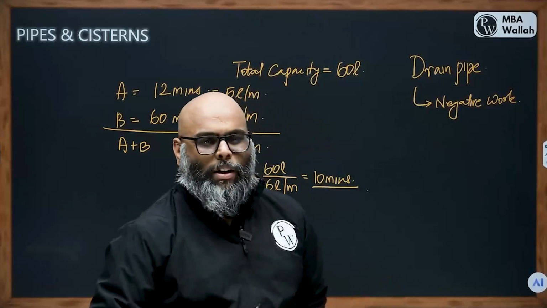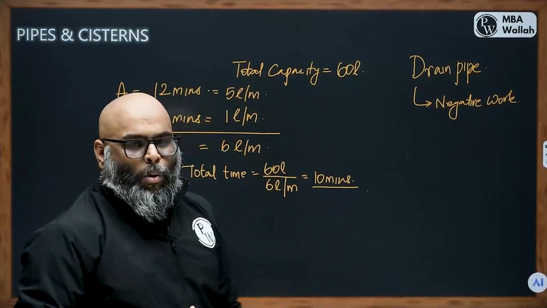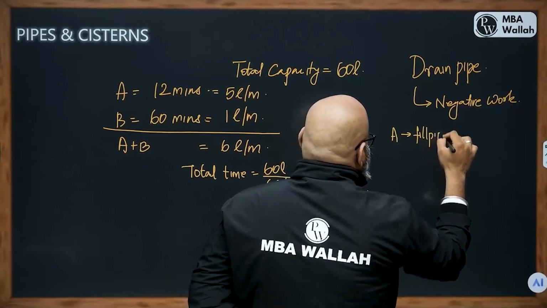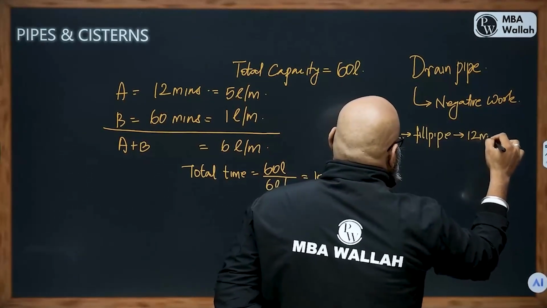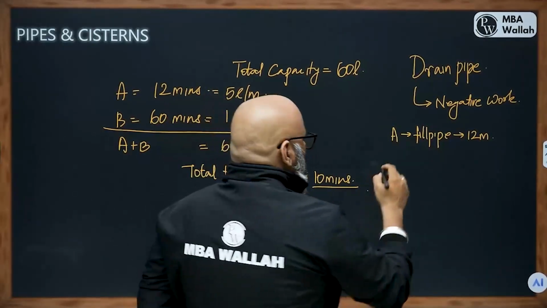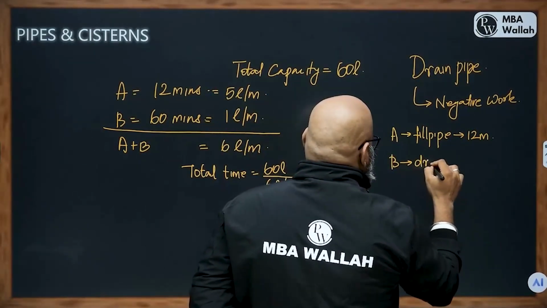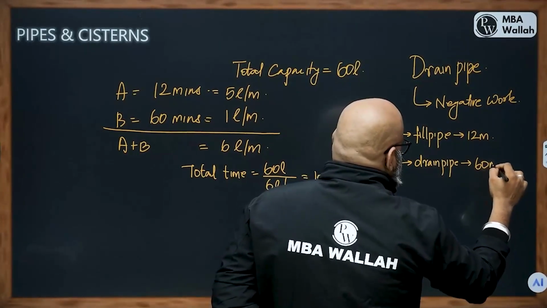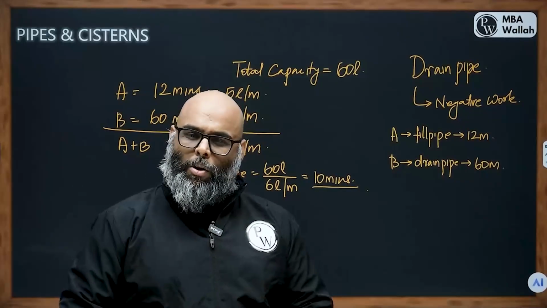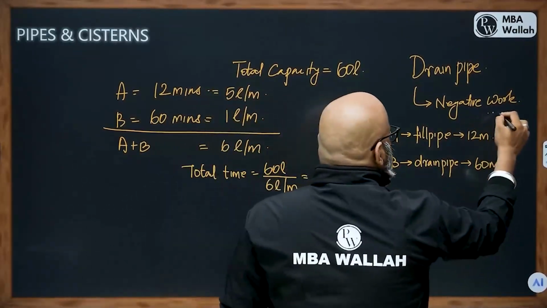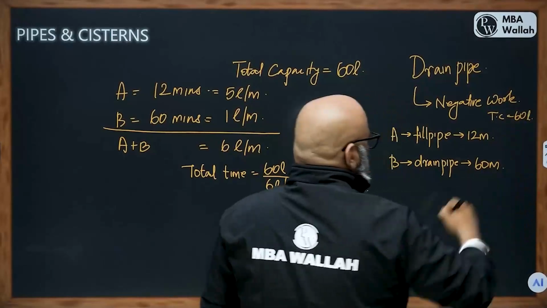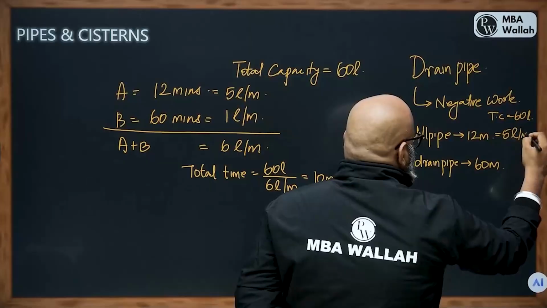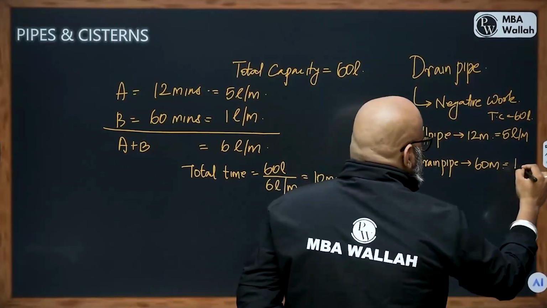How do you look at this question? Now, same question, let's say there are two pipes A and B. A is a fill pipe that can fill in 12 minutes. B, I'm going to say that's a drain pipe now, that can drain a full tank in 60 minutes. How do you look at this question? Same idea. Total capacity is 60 liters. If I write it that way, 12 minutes will become 5 liters per minute. This will become 1 liter per minute.